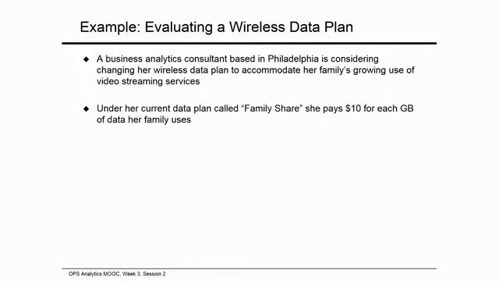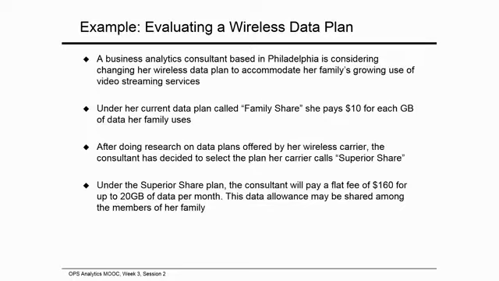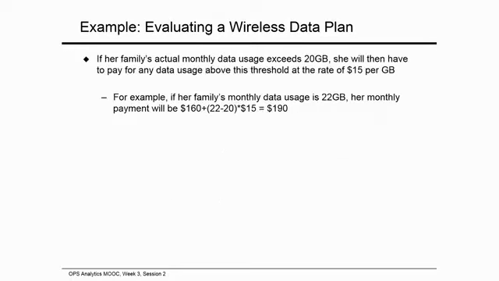The current wireless data plan that our consultant has charges $10 per gigabyte of data. The new data plan charges a fixed fee for all data usage up to 20 gigabytes, and then it also charges $15 per gigabyte of data above 20. For example, if the data usage in a particular month is 22 gigabytes, she will have to pay $160 for the first 20 gigabytes and $30 for the next two. So her total payment in such a month will be $190.